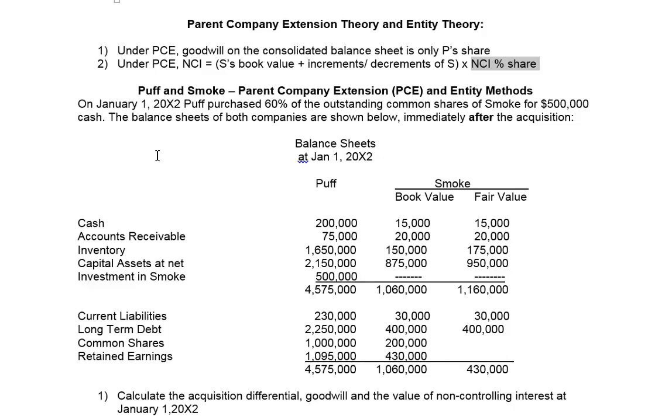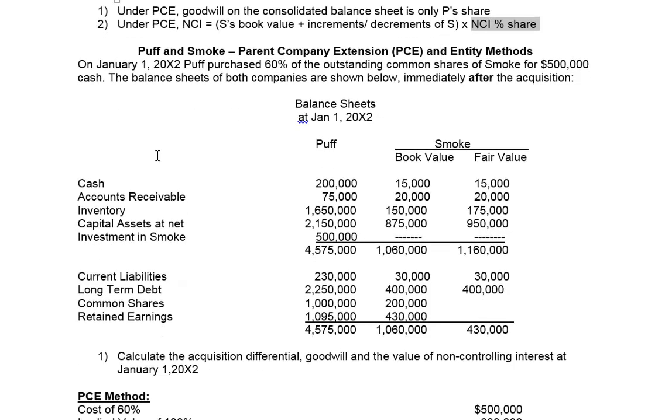Here we have our data for Puff and Smoke, Puff being the parent, Smoke being the sub. And we see that at January 1x2, Puff purchased 60% of the outstanding common or voting shares of Smoke for $500,000 in cash, and the balance sheets of both companies are shown below immediately after the acquisition. So the $500,000 is already out of that figure. So we have Puff, the parent's carrying values, and the carrying or book values of Smoke. And these are the fair values in our next column.